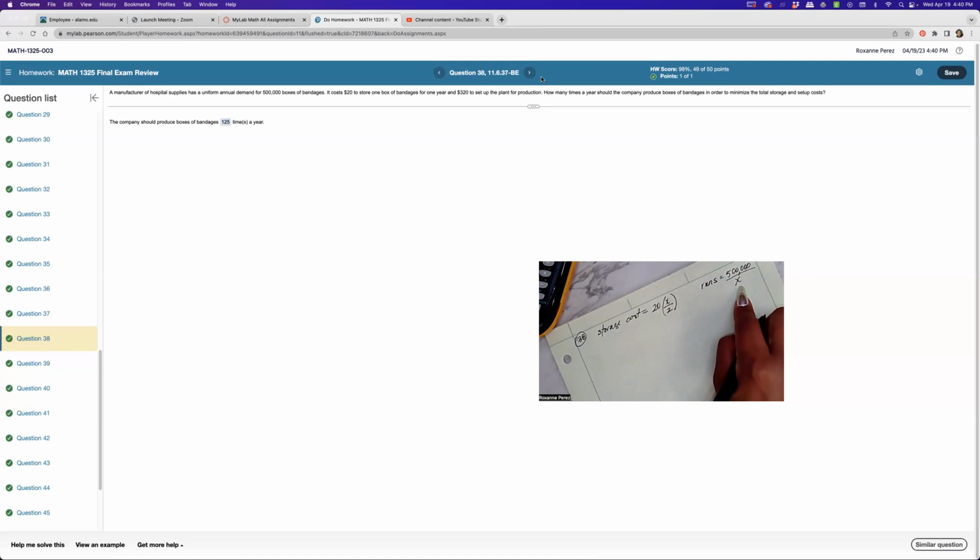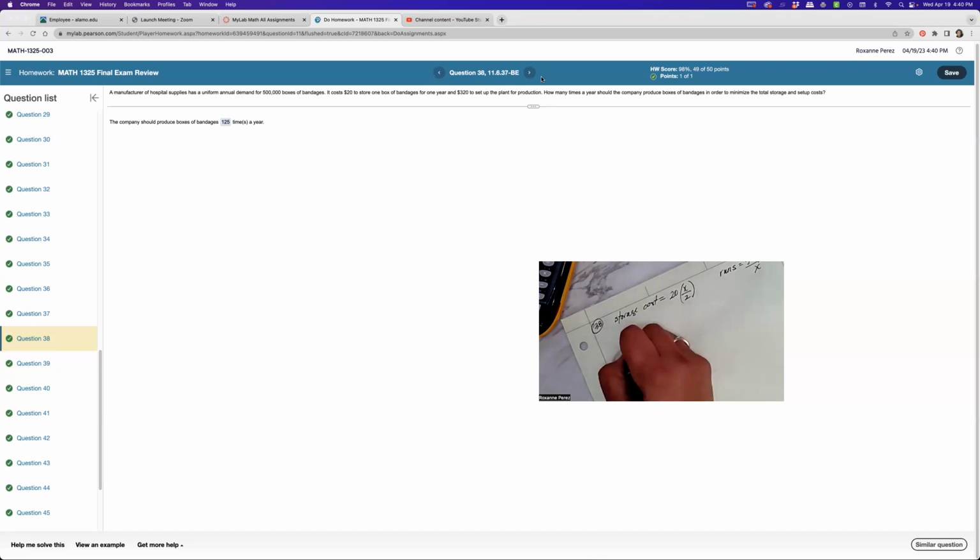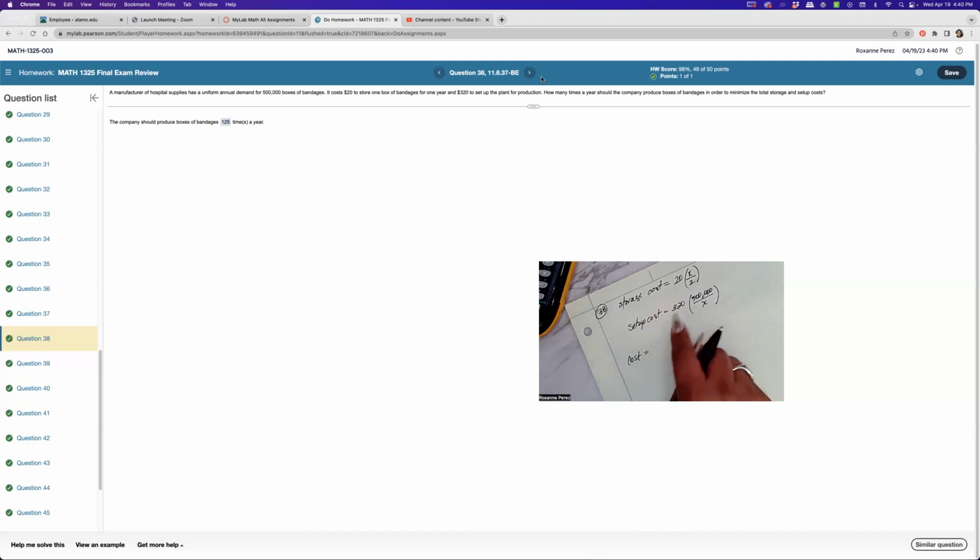However many units are produced per run will tell us how many runs we need total. And then finally, we have our setup cost, which is equal to $320 times the number of runs, so 500,000 over X. Finally, our cost function is our storage cost plus our setup cost. So that's going to be 10x plus 160 million over X.